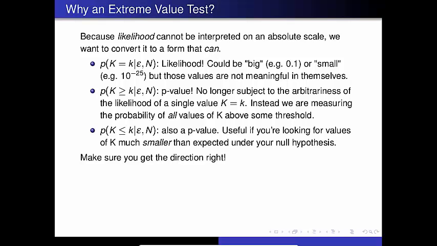So we would use this then to measure the probability of all values of our random variable above some threshold. Okay. So as I said, the main issue then is to just get the direction right. So any questions about the definition of a p-value or why we're switching over from just using straight likelihood to using a p-value as a hypothesis test?